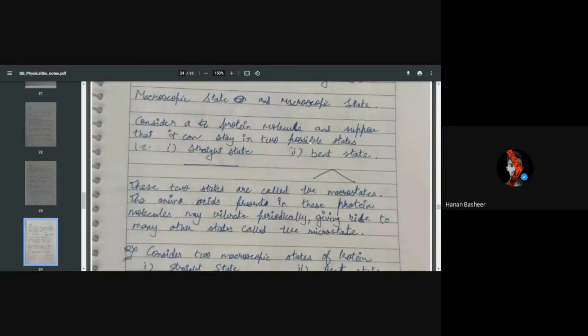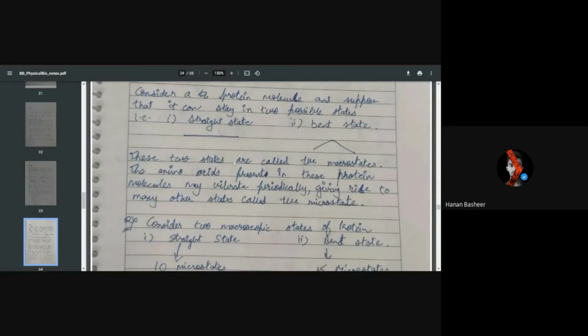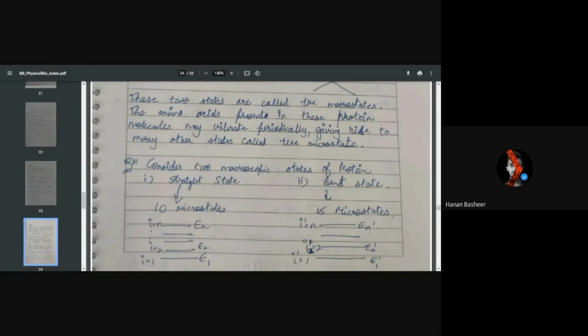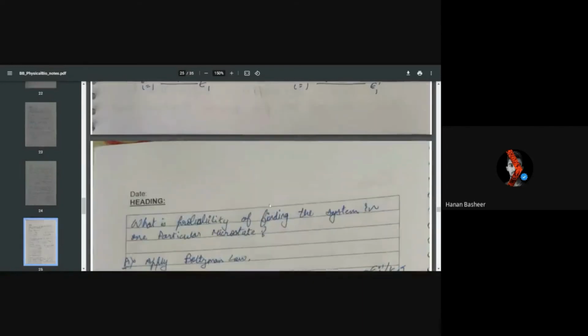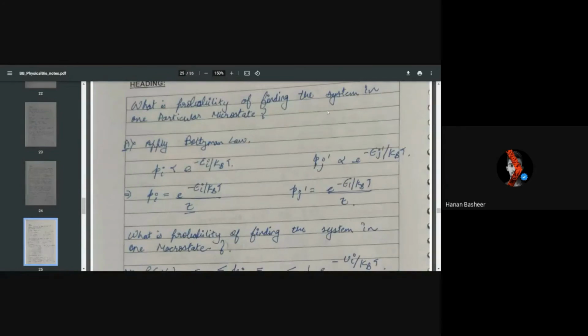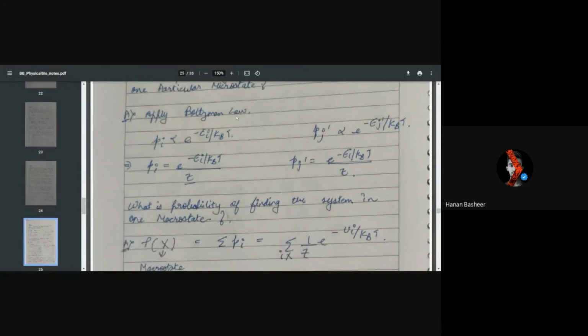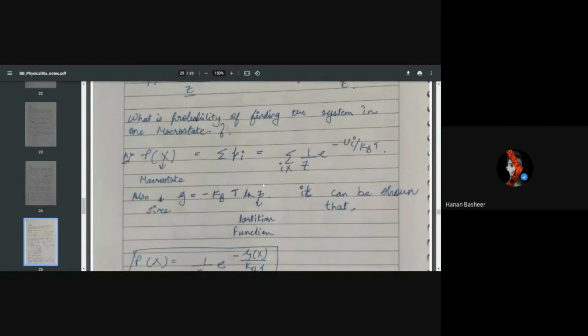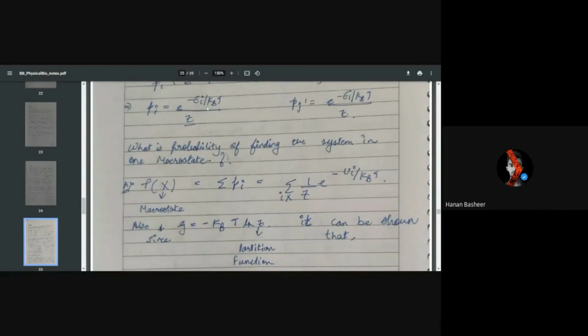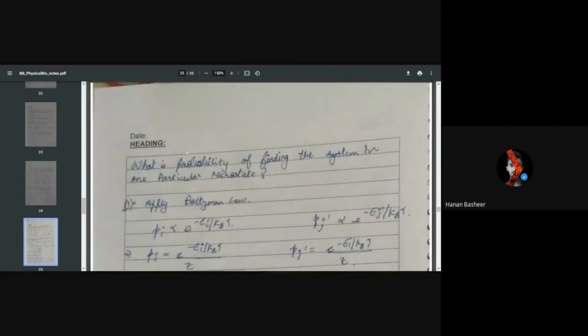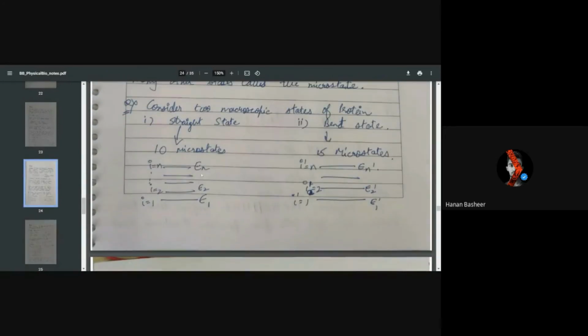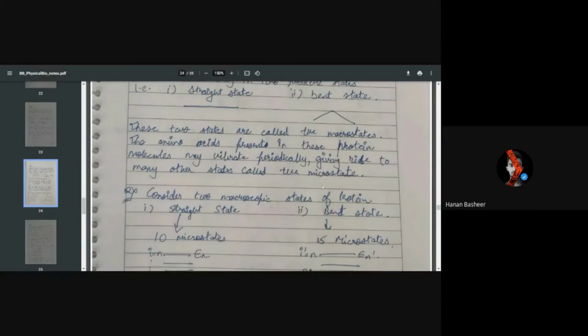Then consider a protein molecule which is straight and one where it is bent. It is given that it has 10 microstates in the straight state and 15 microstates in the bent state. So what is the probability of finding the system in one particular microstate? Using the Boltzmann law, we can find the partition function, and from there we can plug in the energies, and we know that there is a 1/10th probability of finding it here, and 1/15th of finding it here if all these are degenerate states, and then if the straight state and the bent state have equal probability of existence.